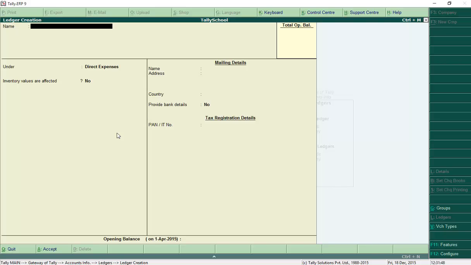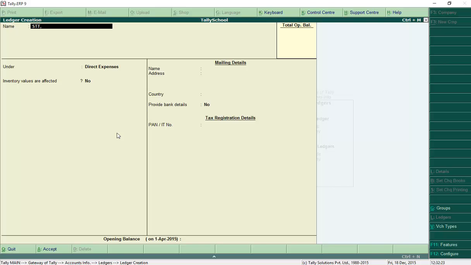Now the next account we'll create is the STT and other charges account. That is securities transaction tax, and service tax is also included, and other charges. This account is used if we want to record STT, taxes and other charges separately for our accounting purposes. If you don't want to record it separately, you can record the entire amount in the share brokerage ledger which we have just created, but I recommend you create it separately.